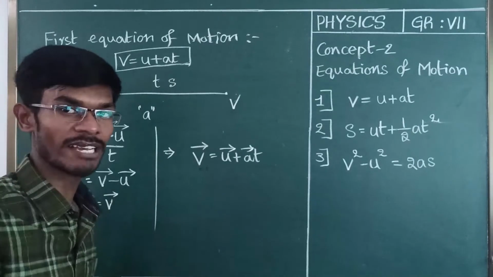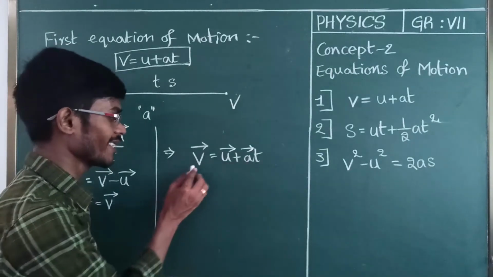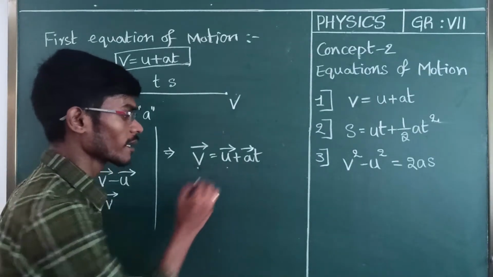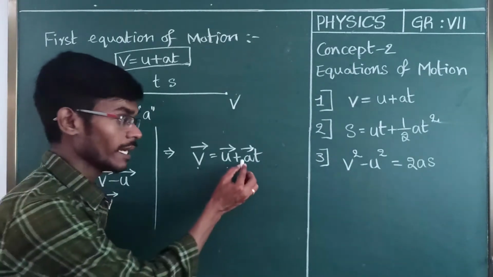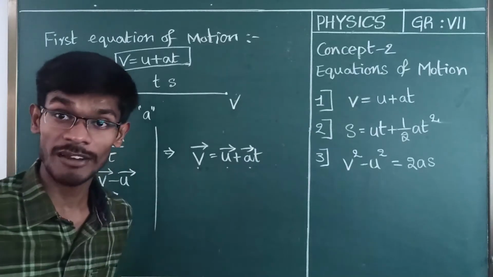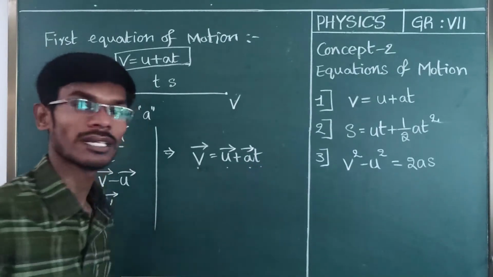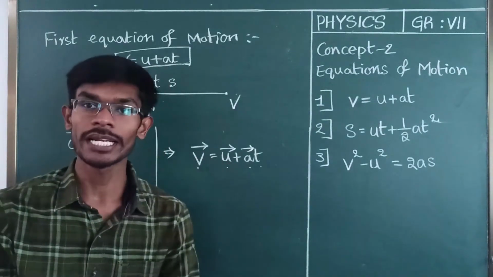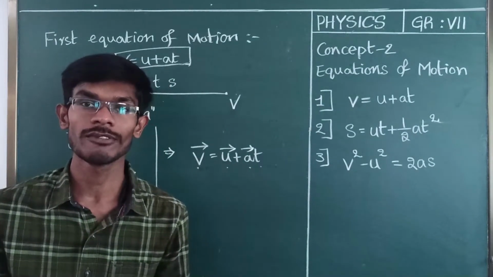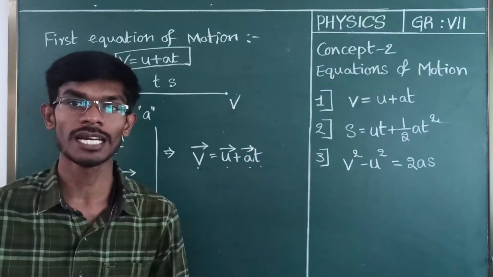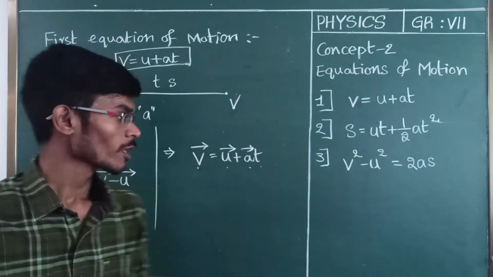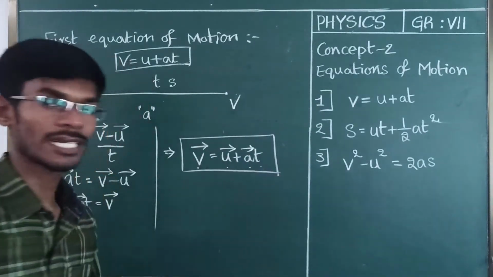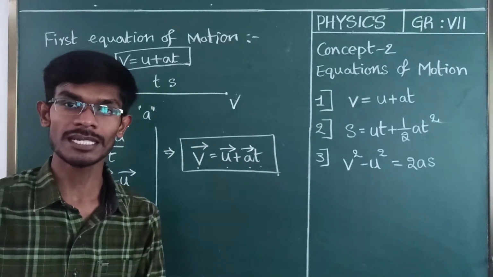If you observe this equation, what quantities do we have? v bar, the final velocity of the object; u bar, the initial velocity; a bar, the acceleration; and time t. By making use of these four quantities, if you know any three, we can find the remaining one. So this is the first equation of motion, v bar = u bar + a bar t.